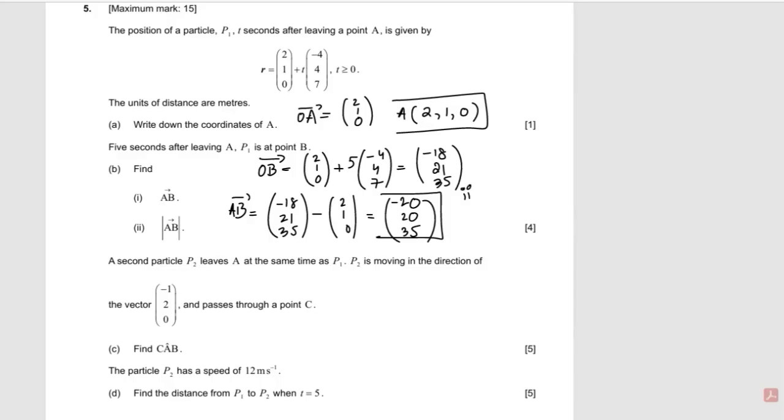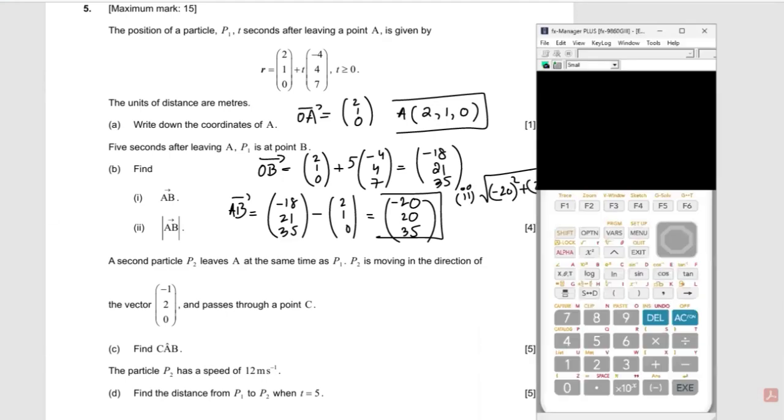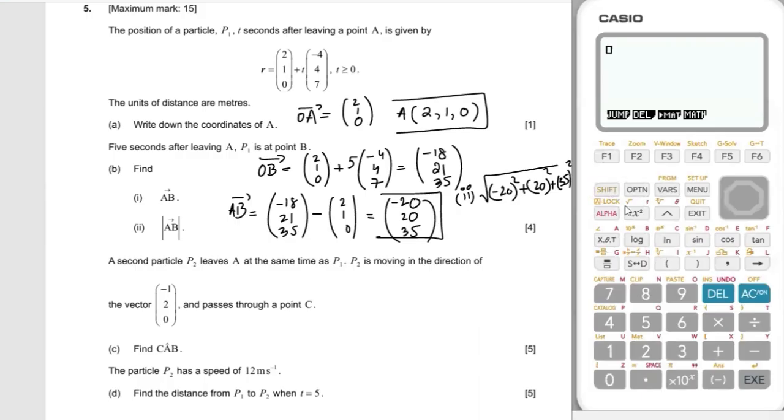So in order to find the magnitude, we can just sub in -20 squared plus 20 squared plus 35 squared, right? So let's use the calculator to get this. So square root, 20 square, and oh, that was negative, but you know it will turn out to be positive. You can, however, put it in your working. Plus 35 square. Let's execute, and that's 45.